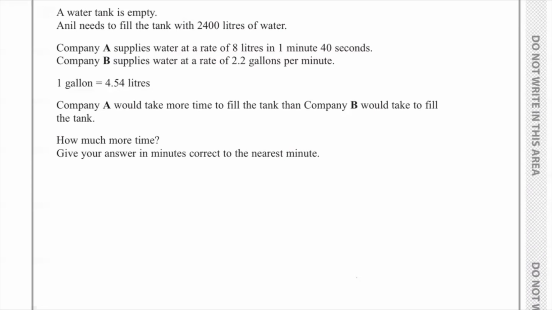So we've got an empty water tank and it holds 2,400 litres of water. We've got 2 companies and we've been given information about those companies that are completely different. Company A is all about how long it takes them to do it in litres, and company B is all about how long it takes them to do it in gallons. Now, if we're going to be able to compare these 2 companies, then we need to be in the same units. So the fact that we've got different units here is an issue that we need to spot.